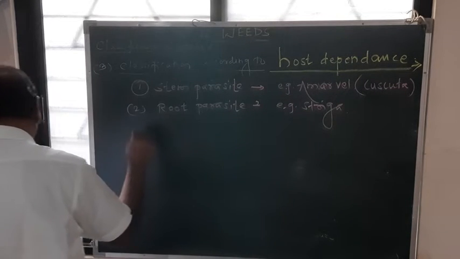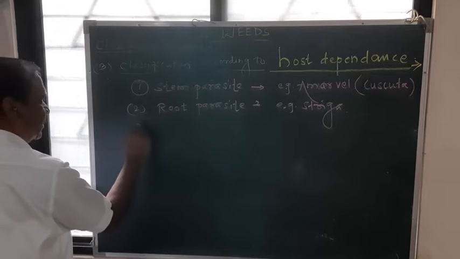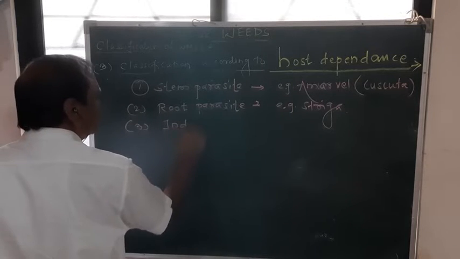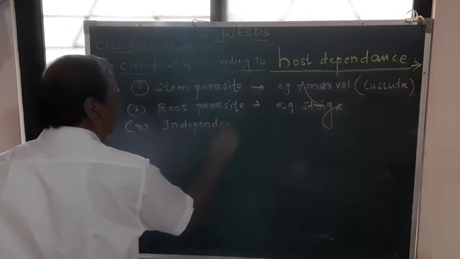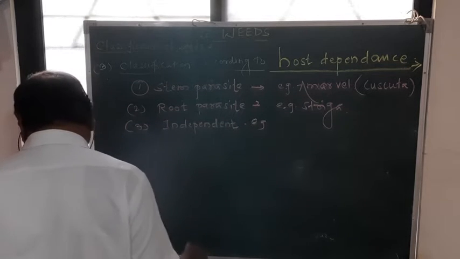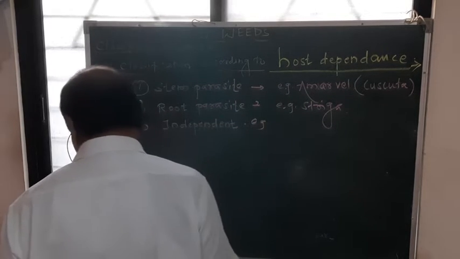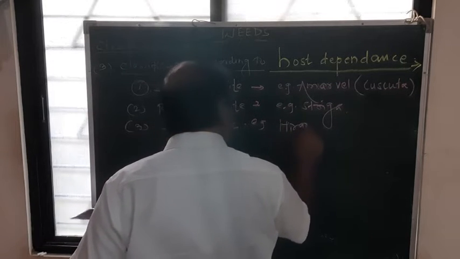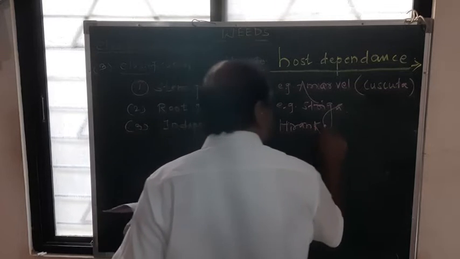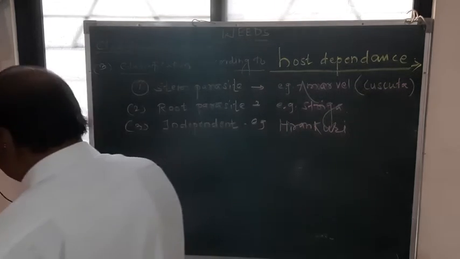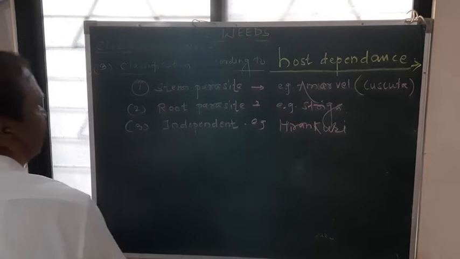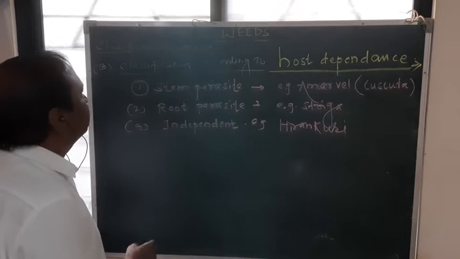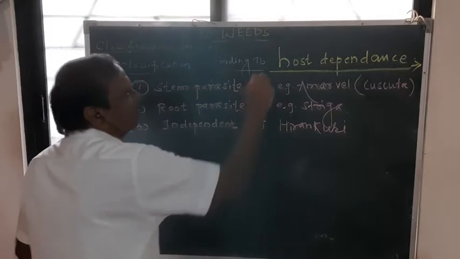And third is independent. Example is Hiran Kuri. Means these are the three types of weeds generally based upon the host plant.